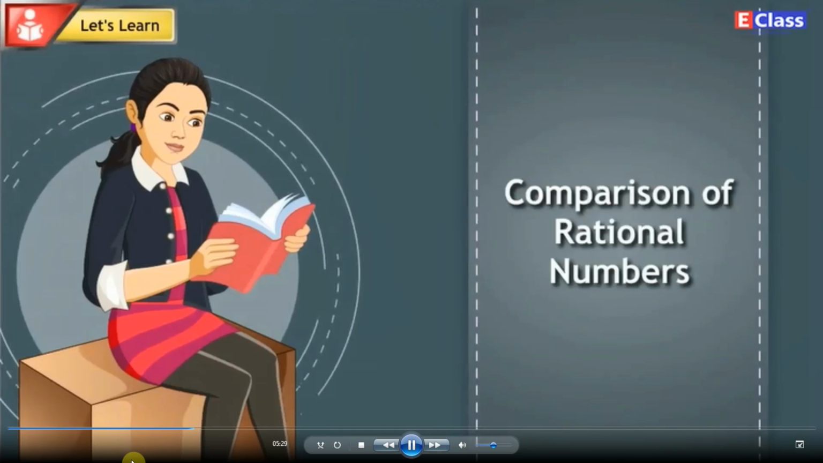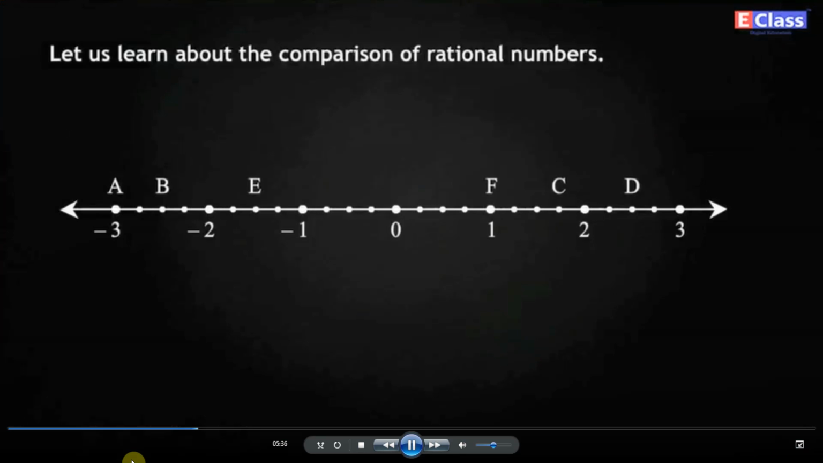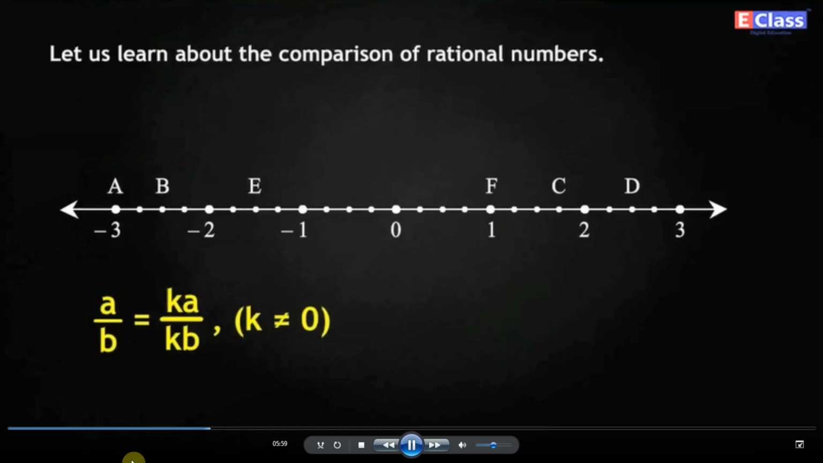Let us learn about the comparison of rational numbers. We have seen that for any pair of numbers on a number line, the number to the left is smaller than the other. In addition, if any non-zero number multiplies the numerator and denominator of a rational number, then the value of the rational number does not change. It remains the same. That is, a by b is equal to k multiplied by a and k multiplied by b, where k is not equal to 0.